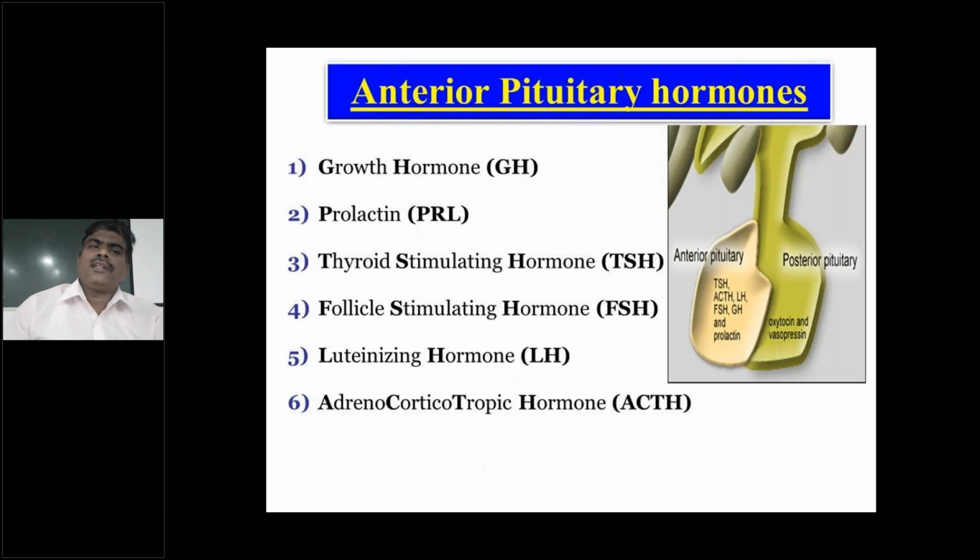We are going to see one by one the role of these hormones in our body. Now let's recollect: what are the hormones released from the anterior pituitary gland? The anterior pituitary gland releases growth hormone, prolactin, thyroid stimulating hormone, follicle stimulating hormone, luteinizing hormone, and adrenocorticotropic hormone. So these are the six hormones released from the anterior pituitary gland.